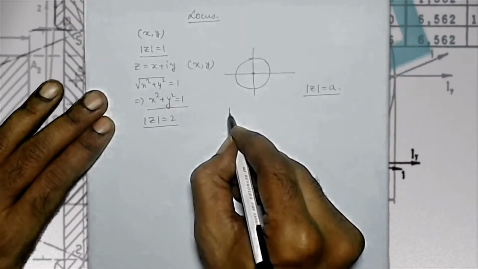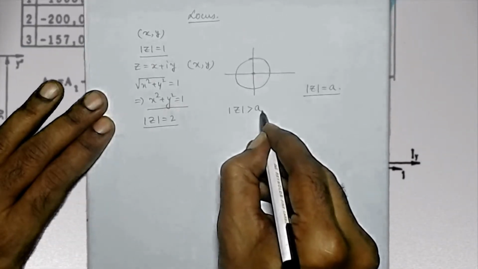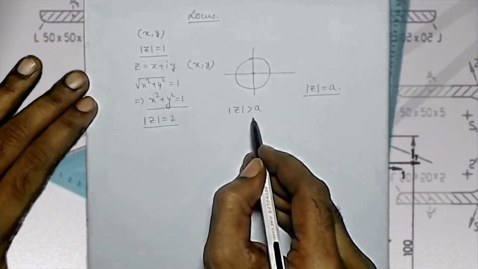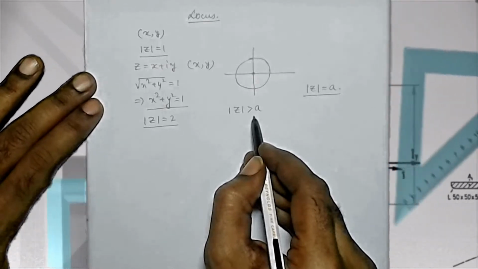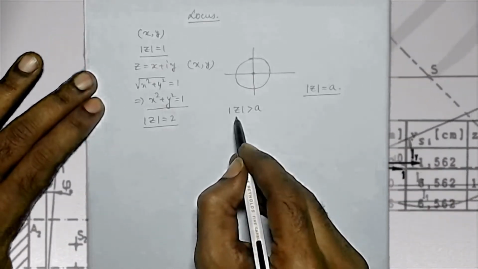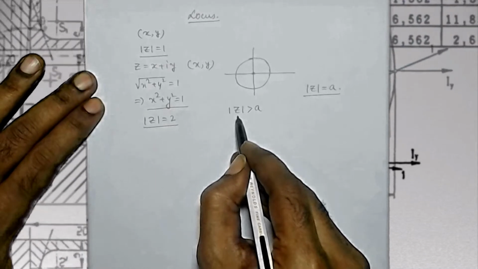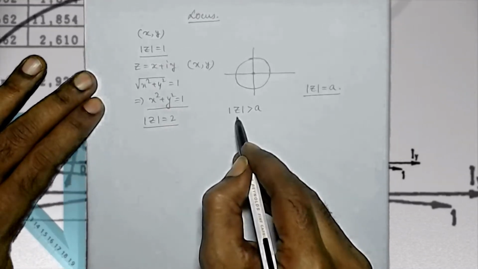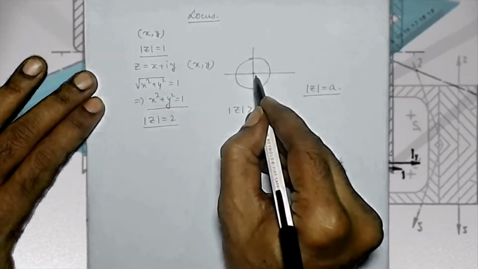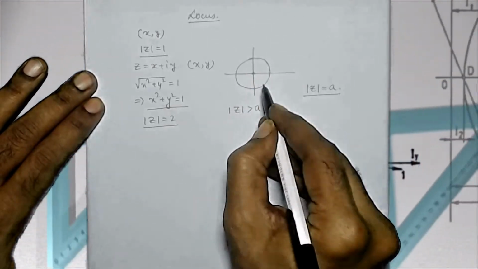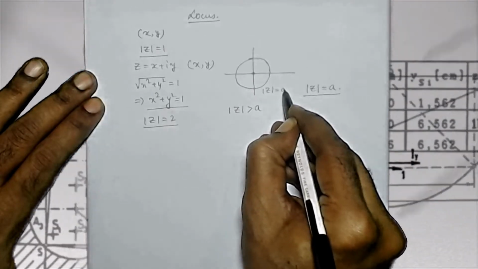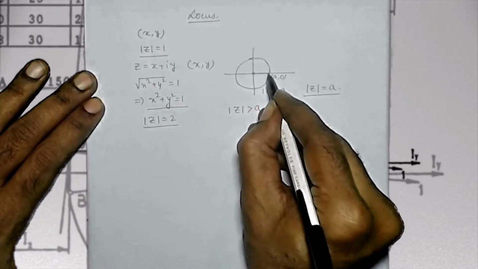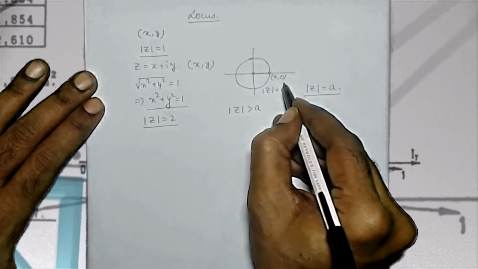Now if I say mod z is greater than a, what do you mean by that? Mod z equals a is a circle whose center is at the origin and radius is a. Now if it is greater than a, then the point z lies anywhere outside the circle whose center is at the origin and radius is a. Yes or no? Because if this is the circle, with equation mod z equals a, then this point is what? This is the radius. Therefore, the coordinate of this point will be a comma 0.